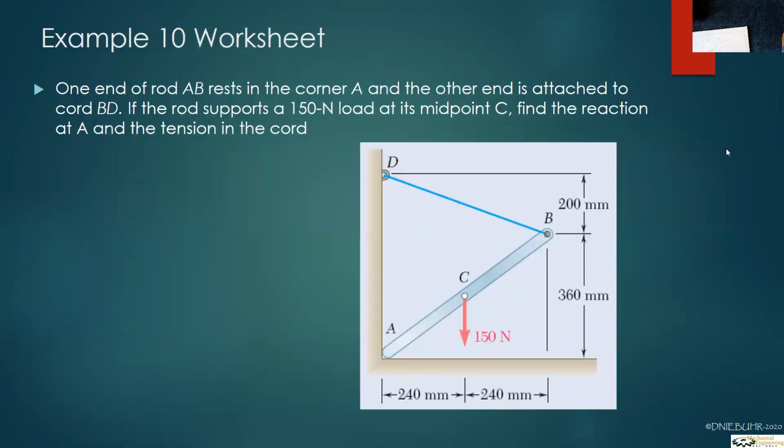So this problem's on your worksheet, and what it says is you have this rod AB sitting in the corner. The reaction A is composed of an x component and a y component, and then you have this tension BD that is connected at B. So you have 3 unknowns.